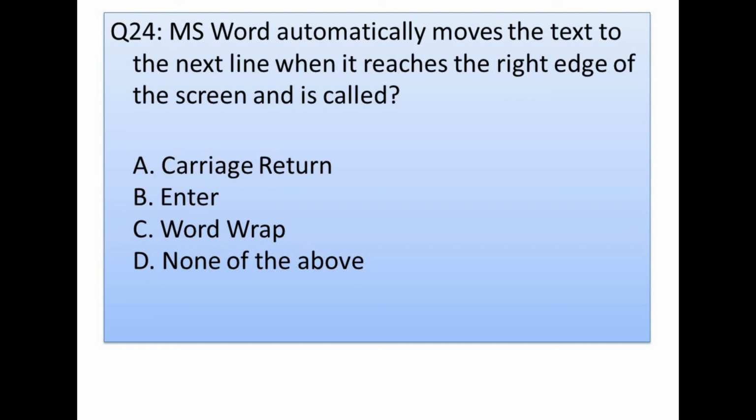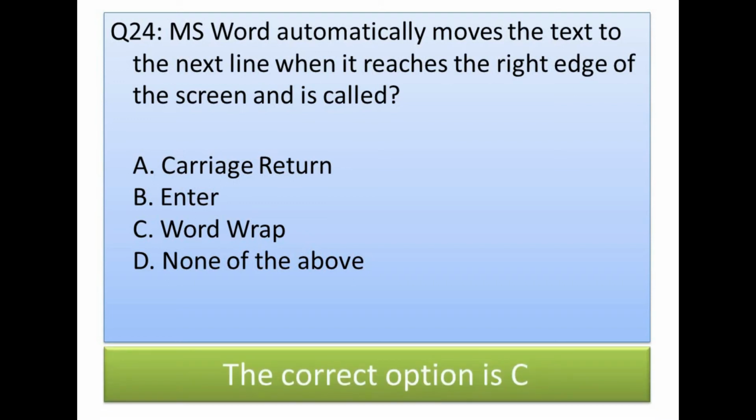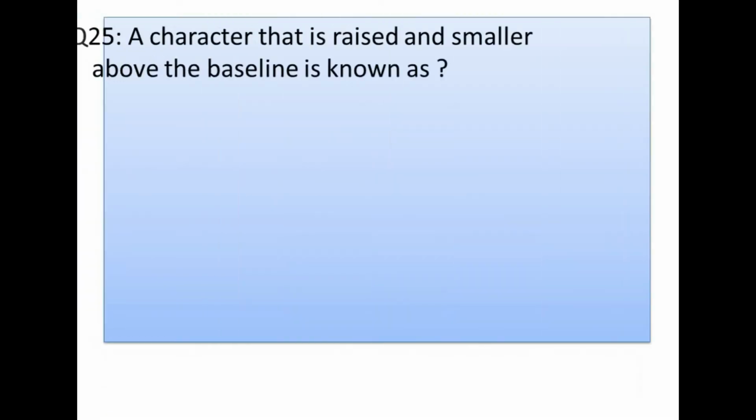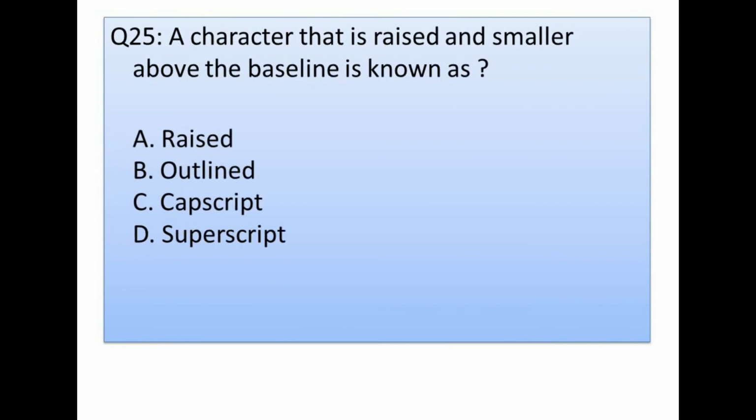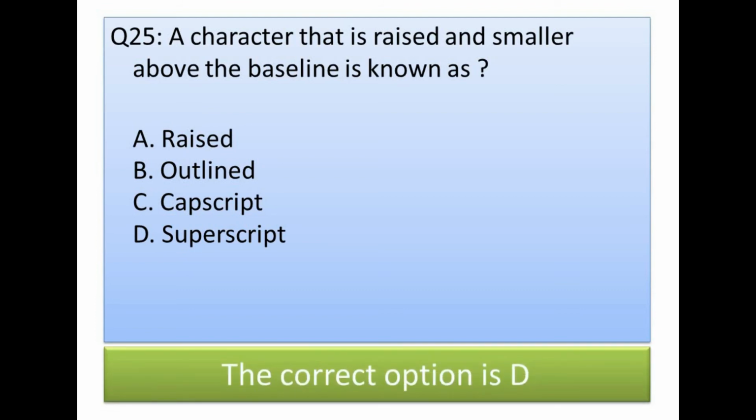In MS Word, automatically moving the text to the next line when it reaches the right edge of the screen is called carriage return, enter, word wrap, none of the above. So the correct option is C. A character that is raised and smaller above the baseline is known as raised, outlined, cap script, superscript. So the correct option is D.